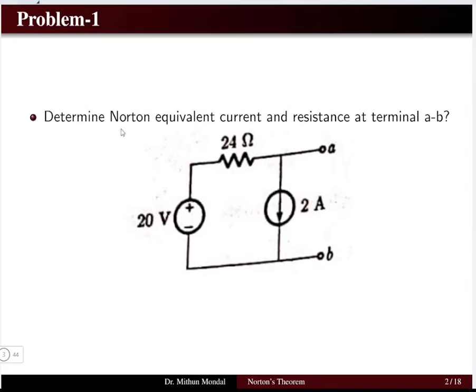So the first problem is a very simple problem. Determine the Norton equivalent current and resistance at the terminal AB. Wherever you need to determine the variable, that is considered the terminal or the load terminal RL. So here you have to find the current, which is the Norton current, and the resistance, which is the Norton resistance. Those two quantities you have to find, and then you can draw the equivalent circuit. So let us see how to find R Norton and I Norton and then draw the equivalent circuit.